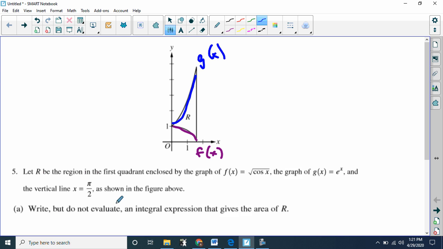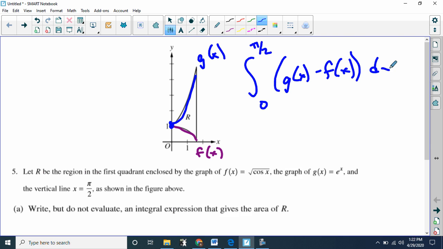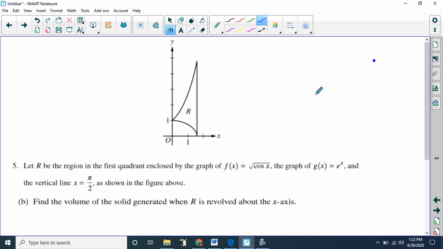Part A wants an expression for the area of R. The area in between the two curves is going to be the integral from one intersection point to our other bound, which in this case is pi over 2, of the top function minus the bottom function, which in this case is g of x minus f of x. Easy enough.